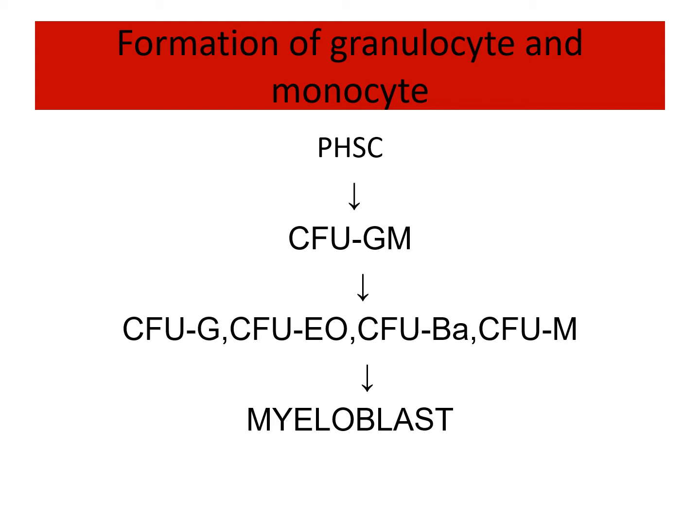So you see the first cell which gives rise to this WBC is the pluripotent hematopoietic stem cell, and this gives rise to the colony forming unit granulocyte monocytes, and these finally convert into different lineages, that is the CFU EO, which is eosinophils, CFU basophils, this granulocytes, and the CFU M, which is monocytes.